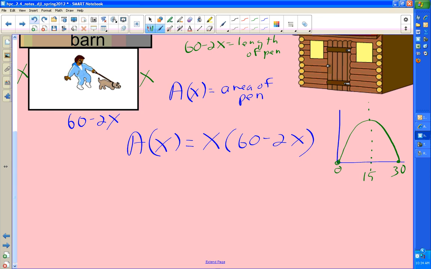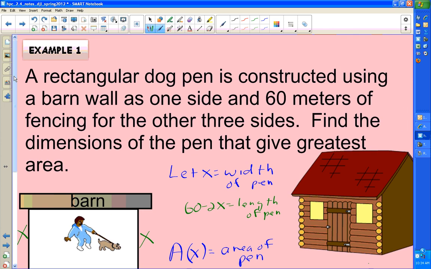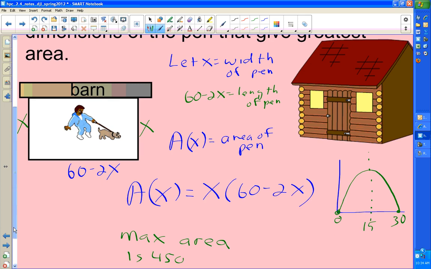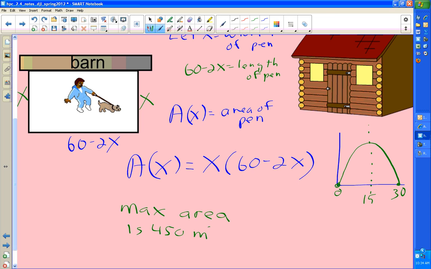Kevin, where or what will the maximum area be for this one? 150. How much? 150. How'd you get it? And so, how would you answer the question? Max area would be 450. Keep going. Let me help. I can't remember either. 450 meters squared.